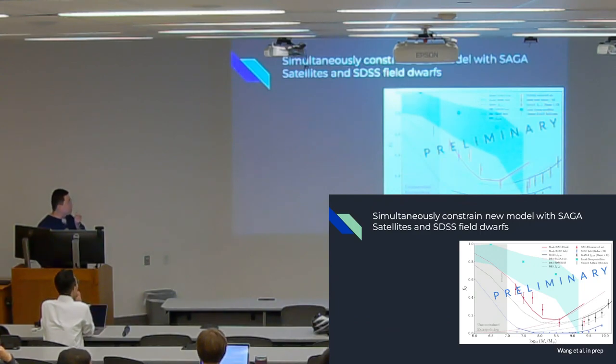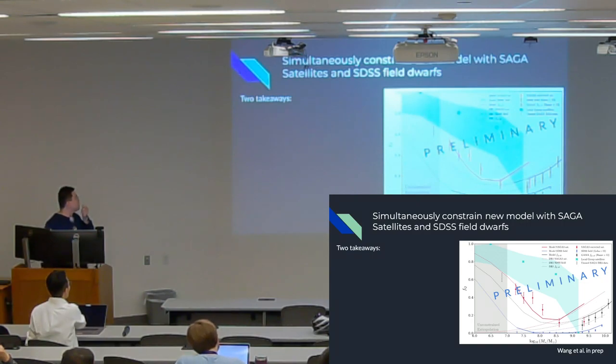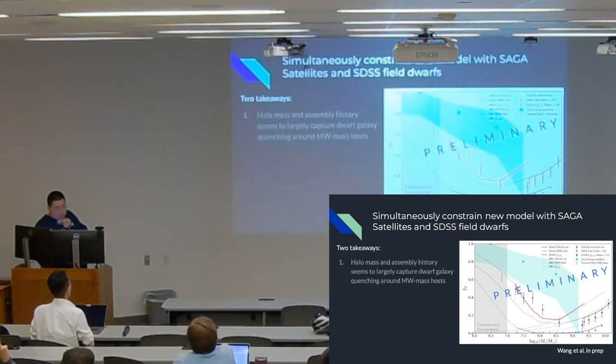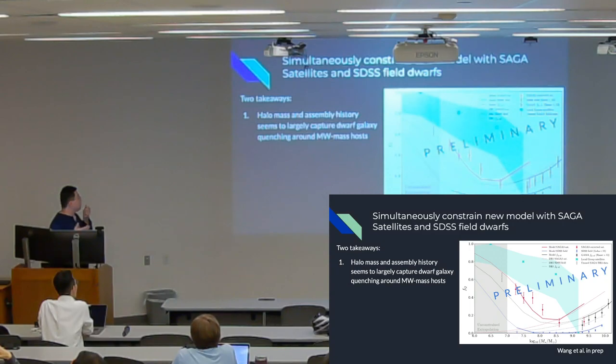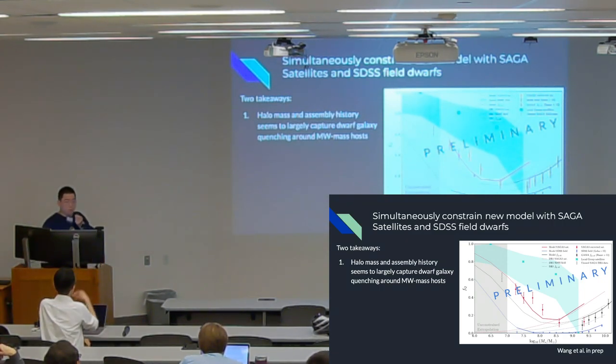So here is what we actually find. This is very preliminary. This is work that I'll be leading that will be part of the SAGA 3 data release, but mostly there are 2 takeaways. First, halo mass and assembly history, which is basically the UniverseMachine framework, seems to largely capture dwarf galaxy quenching around Milky Way mass hosts. If you look at the solid curves here, the model is able to capture the drastic difference in quench fractions between the SAGA satellites and the mostly star-forming field galaxies. And this process represents how these dwarf galaxies quench as they enter a Milky Way halo.